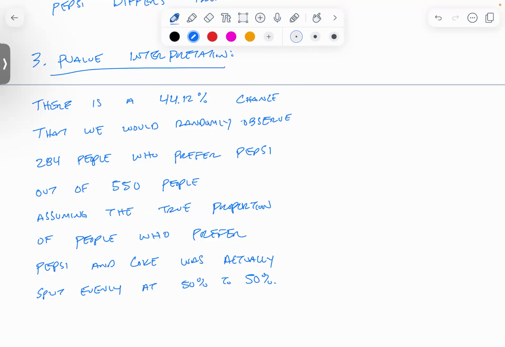There are three big pieces within this. I'm going to identify them because this is the court, the jury association, and then the stat interpretation. First piece, second piece, and third piece. So there is a 44.12% chance that we would randomly observe. That right there, that's literally saying reasonable doubt.